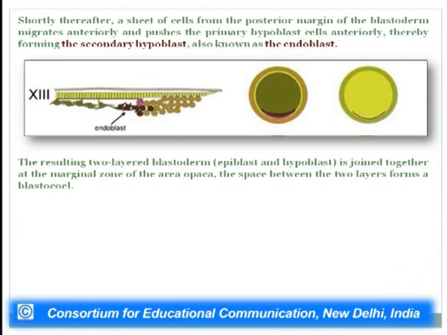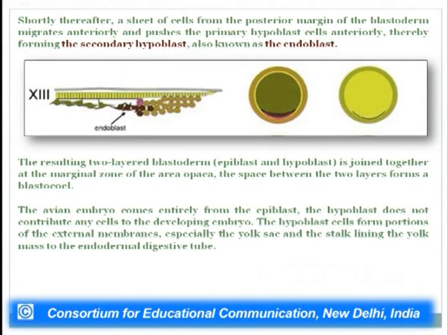The resulting two-layered blastoderm, the epiblast and the hypoblast, is joined together at the marginal zone of the area opaca. The space between the two layers forms a blastocoel. So, this is basically equivalent to a blastula or a discoblastula. Now, where the two layers have been formed, the subgerminal cavity is divided into two parts. The cavity between the epiblast and the hypoblast is termed the blastocoel.